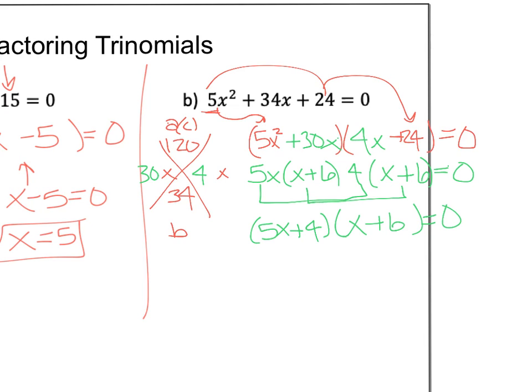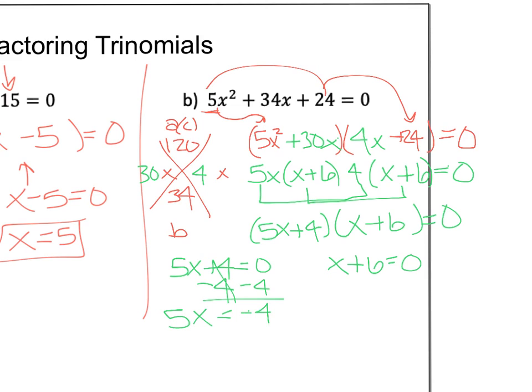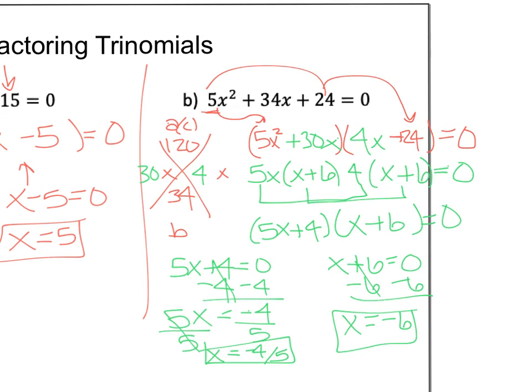All right, so now we have our two factors that we're now going to set equal to 0. So I'm going to subtract my 4. So I have 5x equals -4. Divide by 5. X equals -4/5, and it's okay to leave it as a fraction. And then subtract my 6 over here. X equals -6. So this would mean that my parabola would cross the x-axis at -4/5 and -6.